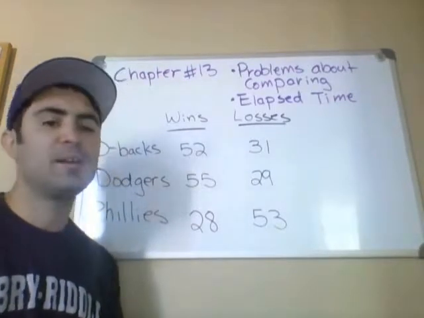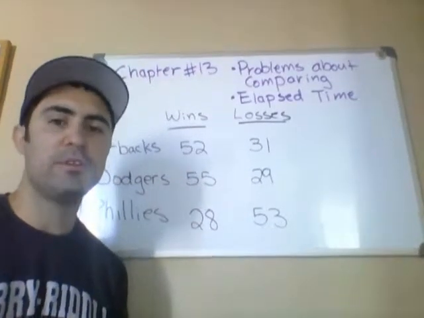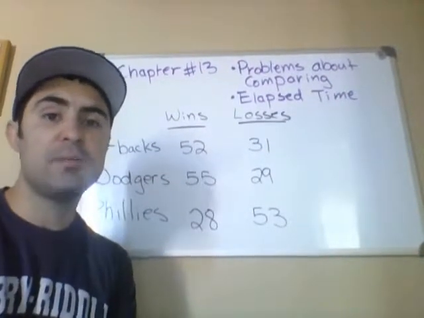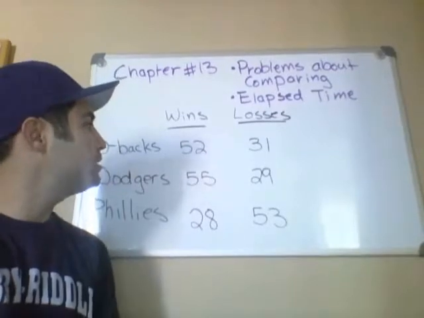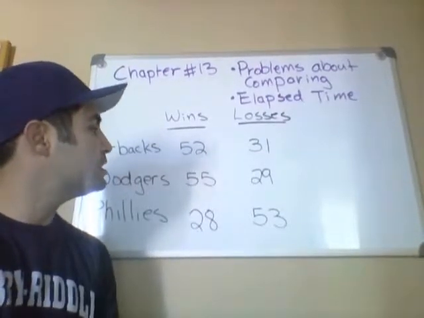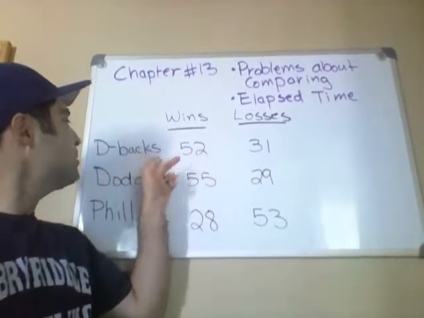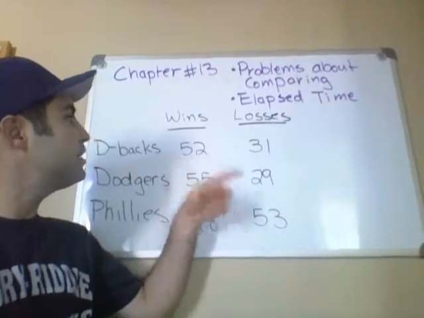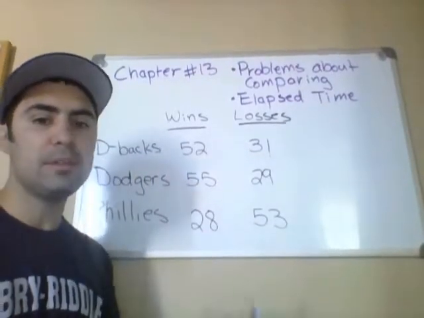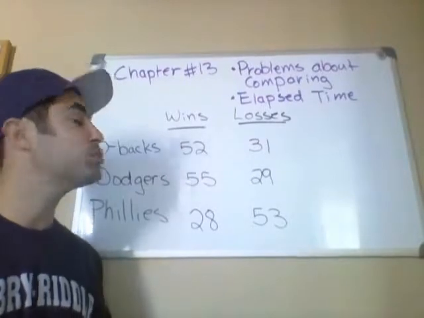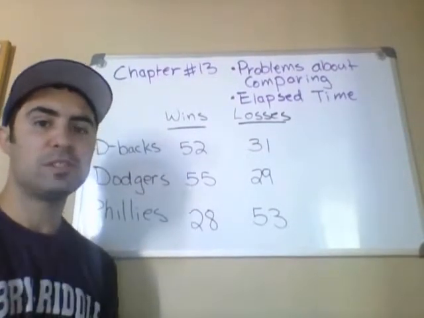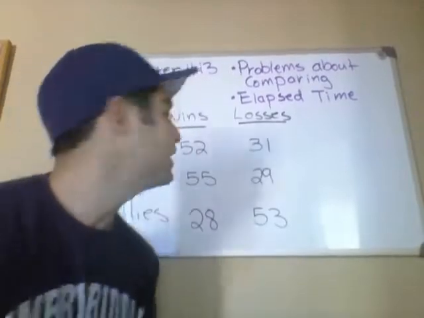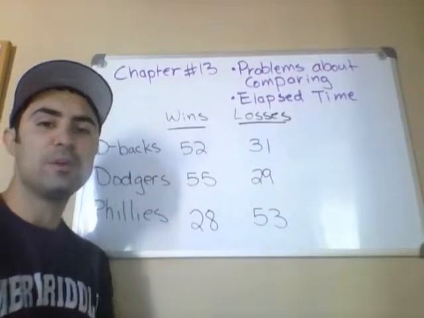Alright, so right now the Diamondbacks are doing really good. This is one of their best seasons in a long time. It's actually over midway through the season. The Diamondbacks have won 52 games and they have lost 33 games. I made this little chart here to compare because we're talking about comparing. And a lot of times in sports, guys compare each other to determine who's the best.